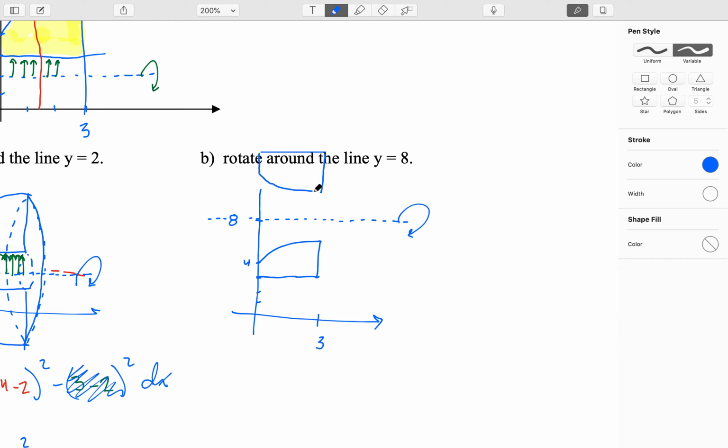It's going to look something like that. See, mirrored image. I got a little flat section, curve, curve. So it's going to be, oh, it's going to look kind of like this. This is an odd shape.